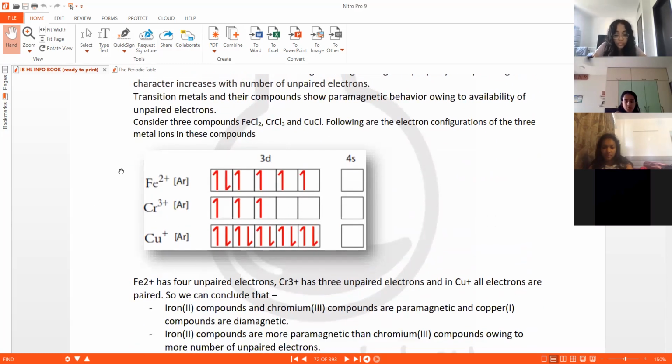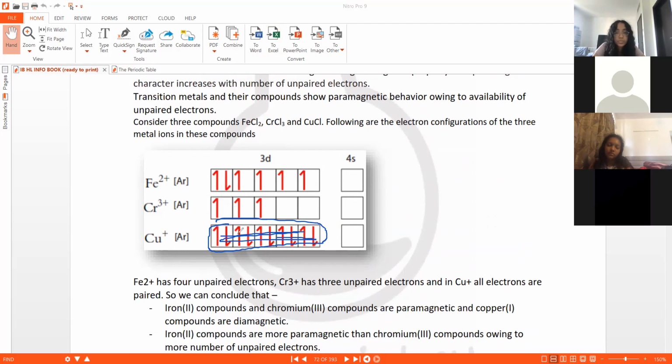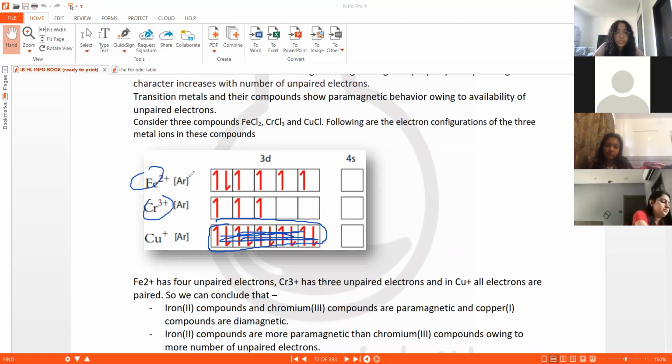Now copper 1+ is not magnetic here because it's all full. There's no unpaired electron here. Whereas Fe2+ and Cr3+ are magnetic, and Fe2+ is more magnetic. That's because it has 4 unpaired electrons. It has 4 unpaired electrons. Any questions about magnetism?